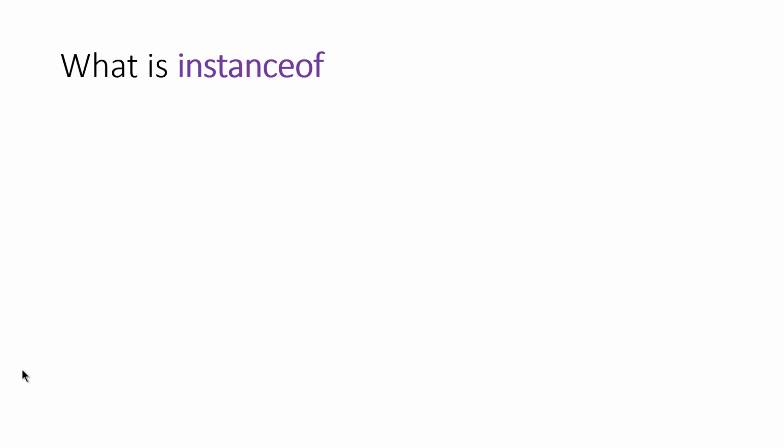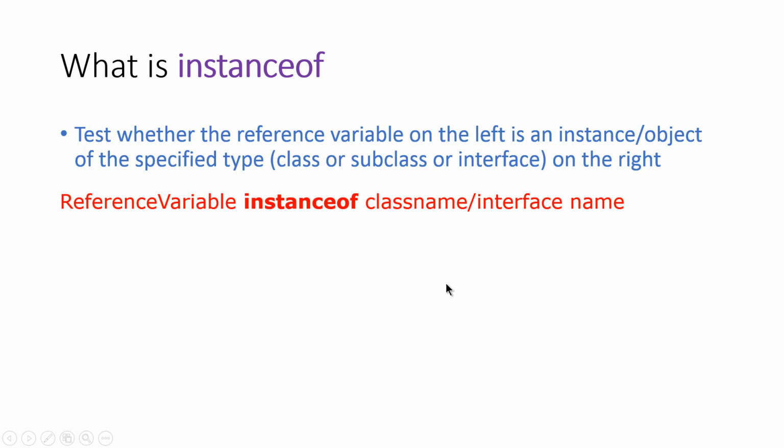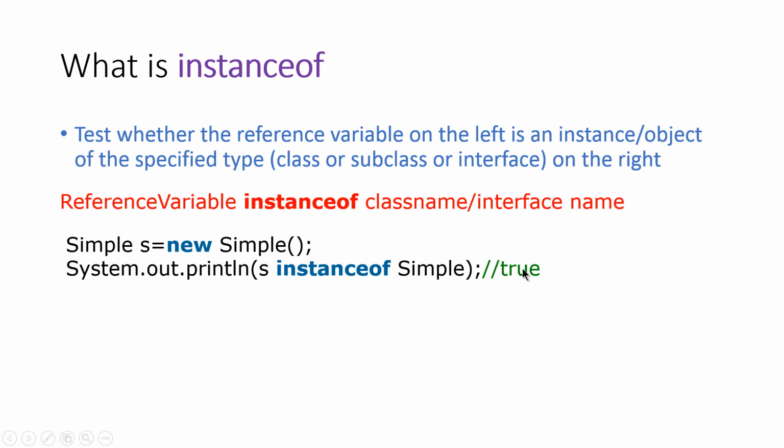So first, what is the instanceof operator? It looks something like this. On the left hand side, what you write is a variable name. In the center there is this keyword instanceof, and on the right hand side you have the class name or the interface name. When you write this, you're trying to test whether the reference variable on the left hand side points to an object of the type that is the class name or the interface specified on the right hand side. If it is the case, then it returns true, otherwise it returns false.